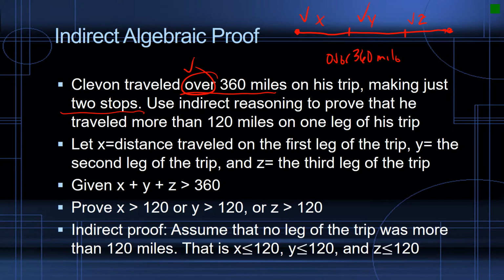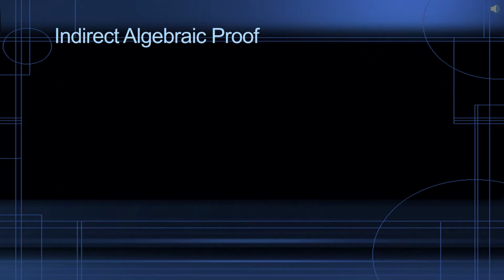So here we got an indirect proof. Assume that no leg of the trip was more than 120 miles. That is, X is less than or equal to 120, and Y is less than or equal to 120, and Z is less than or equal to 120. If that was true, then we would be going less than 360 miles. Again, common sense. But let's continue.